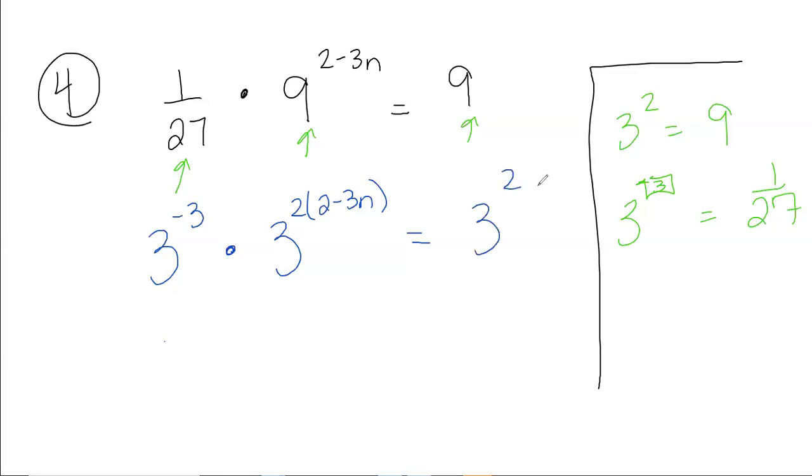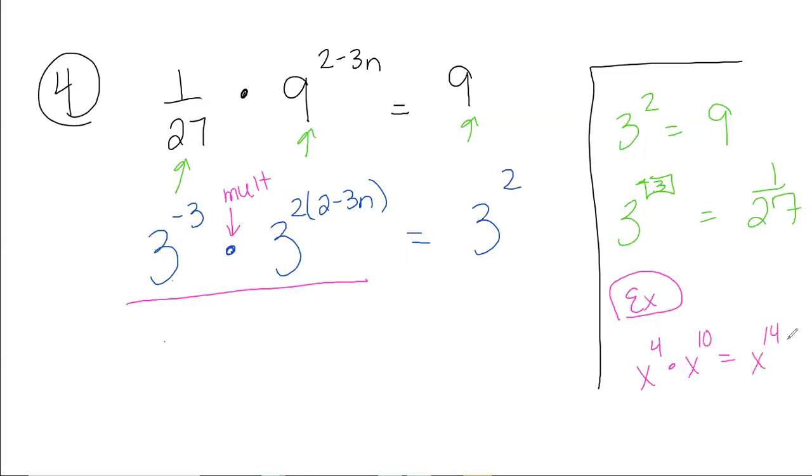Now this is one step up from our previous problems because we cannot solve this yet. This left-hand side needs to be condensed into one piece. Remember your exponent rules. When you see multiply and you have the same base, which we do now, we changed it so it's base 3, you really add the exponents. Example to the side here. If it's x to the 4 times x to the 10, you add, and it's x to the 14, right? So here we're going to keep the 3 and we're going to add the exponents. So we're doing negative 3 add 2 times 2 minus 3n. And this other side was fine.